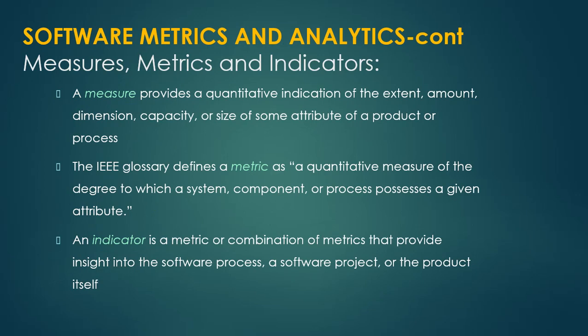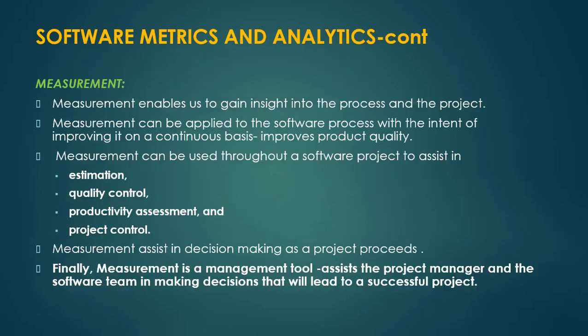A measure provides a quantitative indication. It defines an indication of the extent, amount, dimension, capacity, and size of some attribute. This has been defined based on the IEEE glossary. An indicator is a metric or a combination of metrics that provides insight into the software process, a software project, or the product itself.